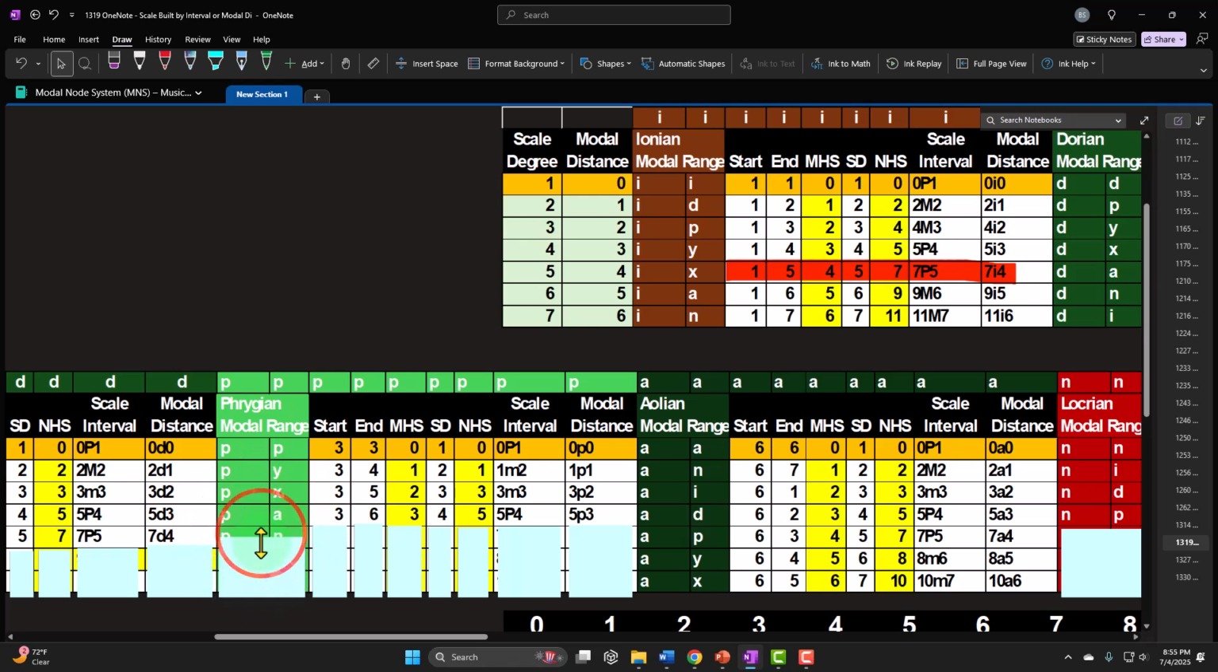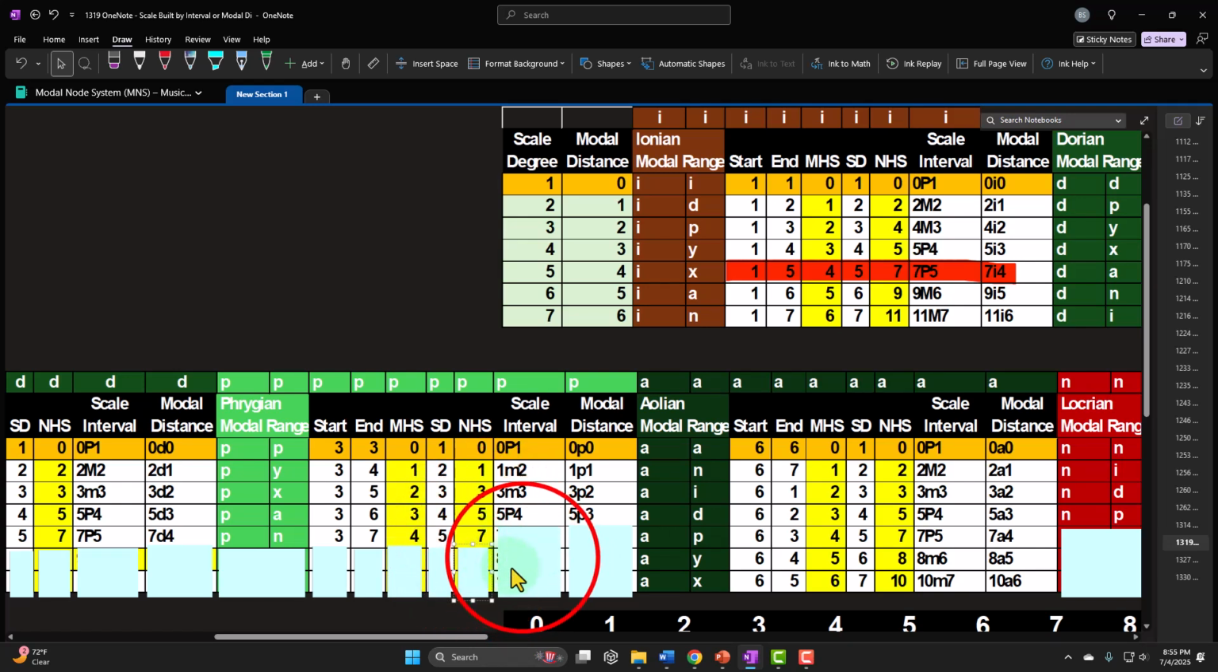What if I start from the Phrygian and we go up 4 continents to the right, or 4 modal half steps? You'd land on the Locrian, and that would be a 3-7 modal range, because 3 plus 4 is 7, that you'd land on. It'd be the fifth scale degree.